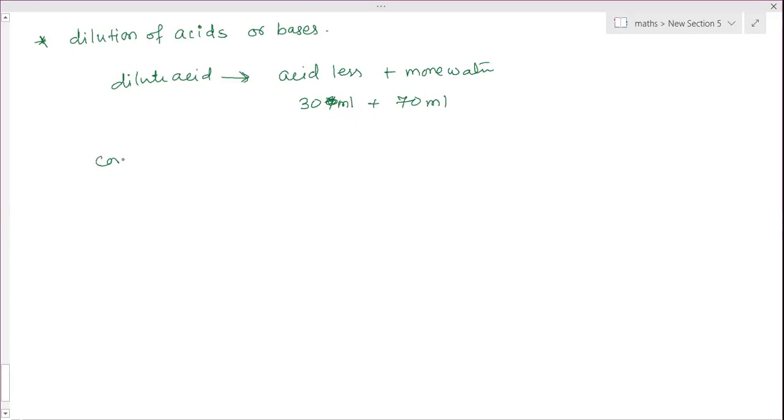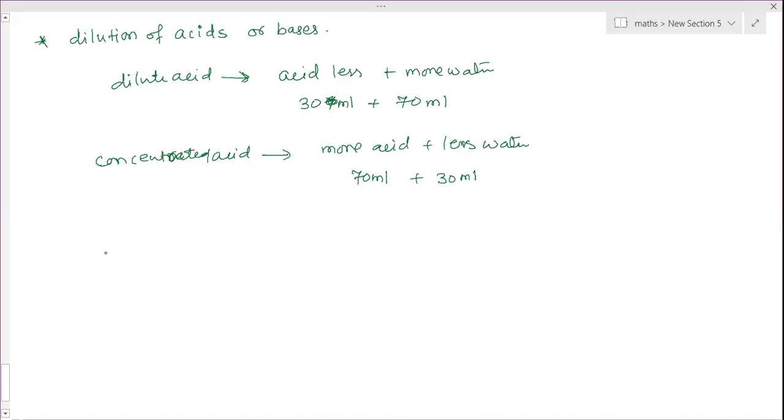And concentrated acid means exactly the opposite. More acid and less water. That means suppose here it is 70 ml of acid in only 30 ml of water. So total 100 ml solution, 70% acid solution, and this is 30% acid solution. Here the amount of acid is much more than the amount of water. So such solutions are called concentrated solutions.